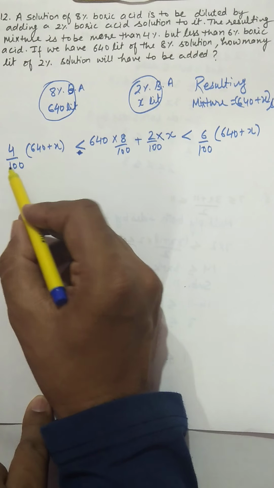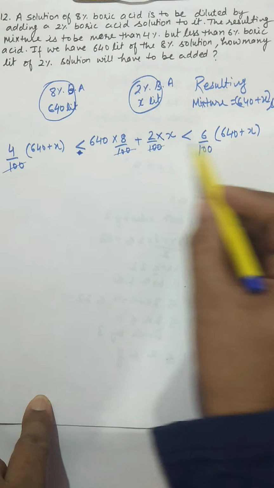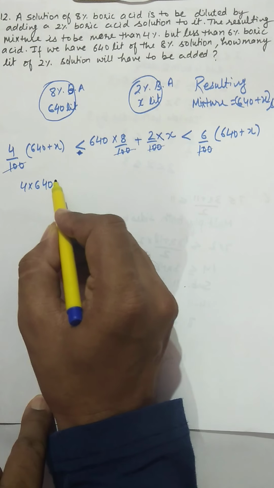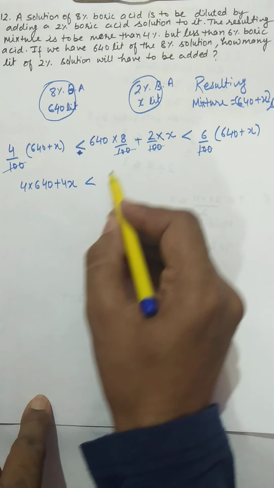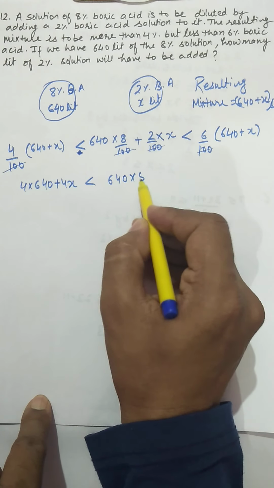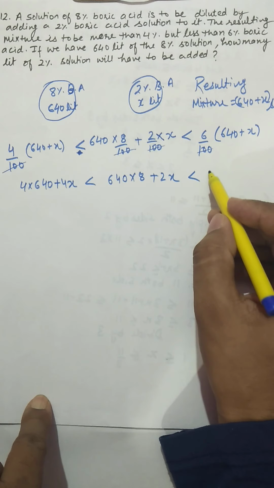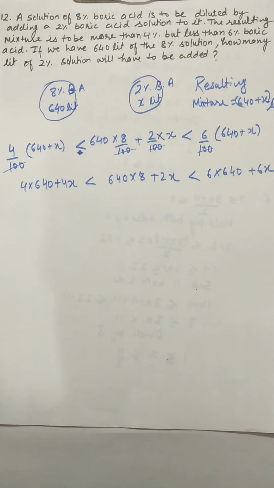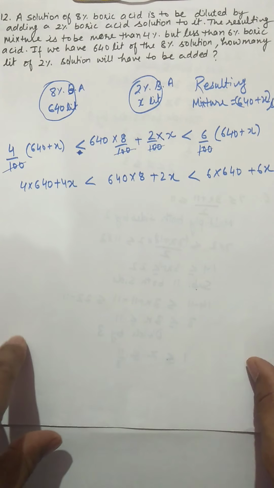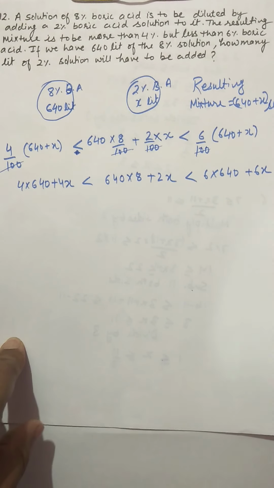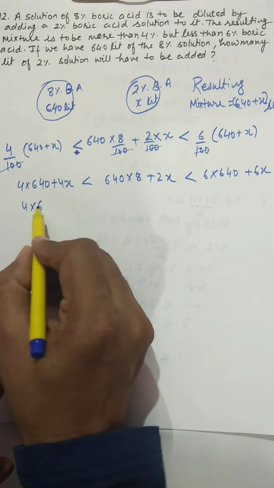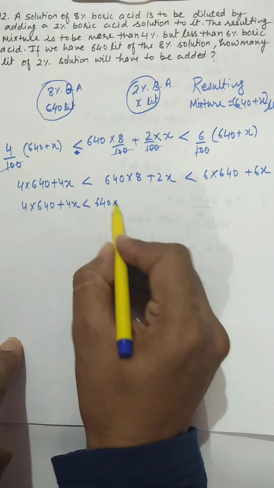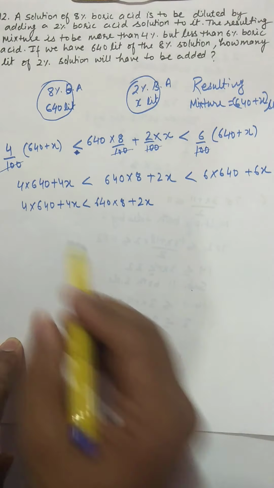Now this is up to you how you simplify. I can simplify this very easily. After taking the LCM, the zero will be cancelled. So this is 4 into 640 plus 4x, and this is 640 into 8 plus 2x, and this is 6 into 640 plus 6x. Now it is difficult if you take both inequalities together, so we have to take them one by one. I'm taking this case first, that 4 into 640 plus 4x is less than 640 into 8 plus 2x. So this is our first one.